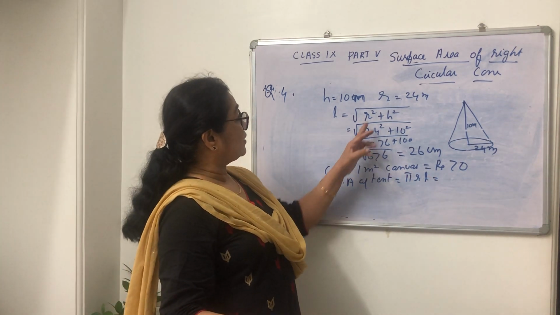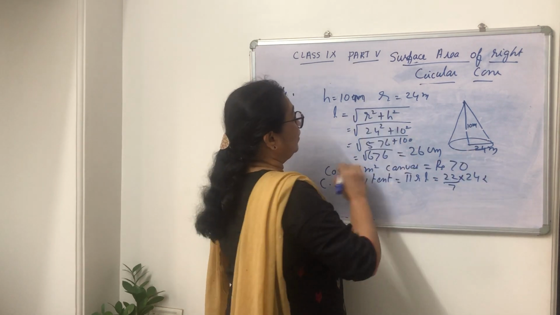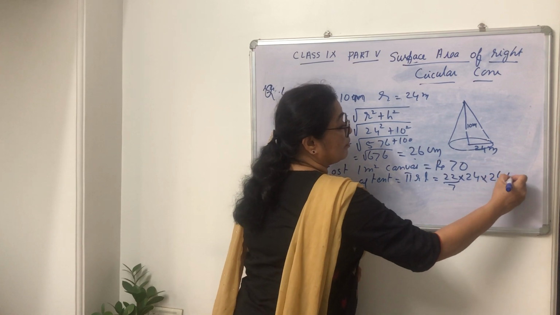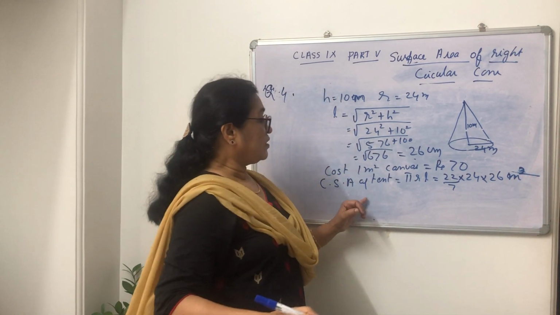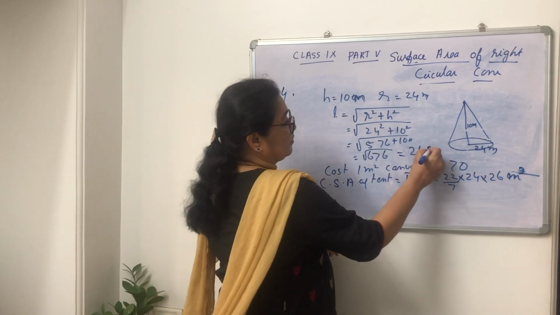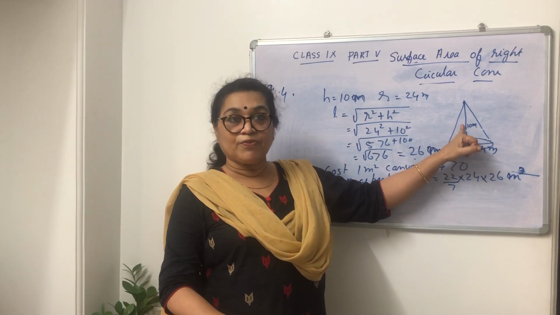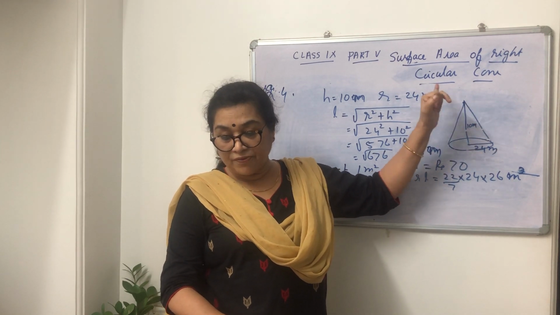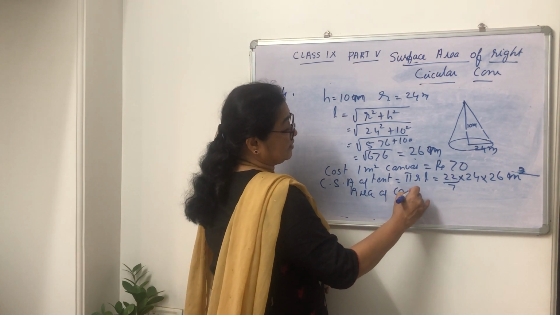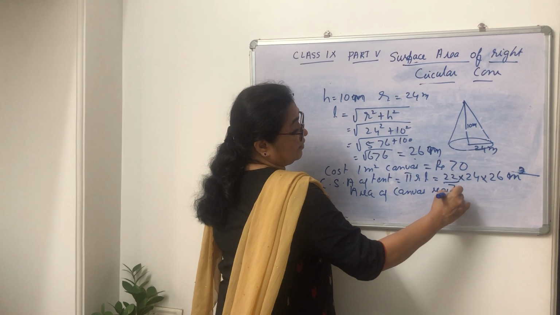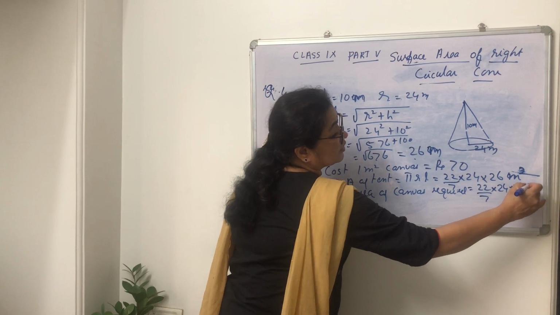Pi RL. R, the radius, is 24. 22 by 7 into 24 into L, which is 26, meter square. This is the curved surface area of the tent. Once you get the curved surface area of the tent, that is the area of canvas required. So the area of canvas required is 22 by 7 into 24 into 26 meters square.